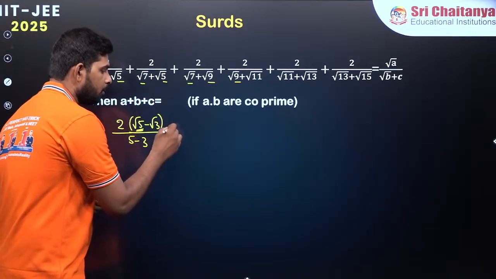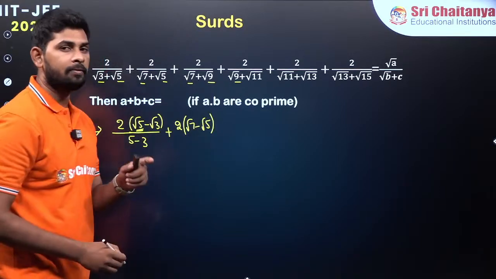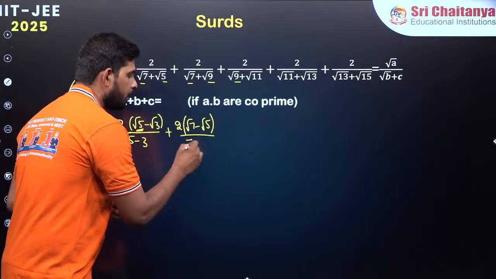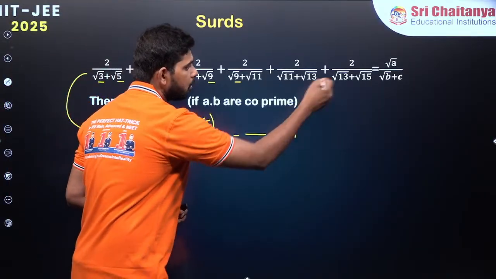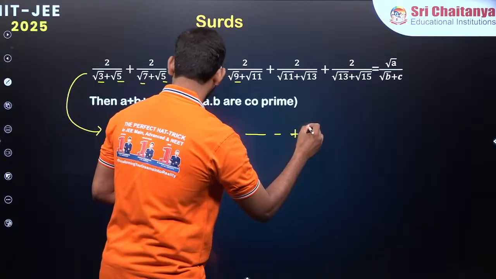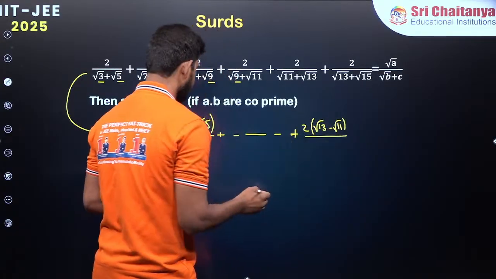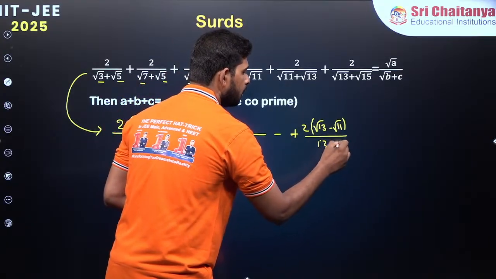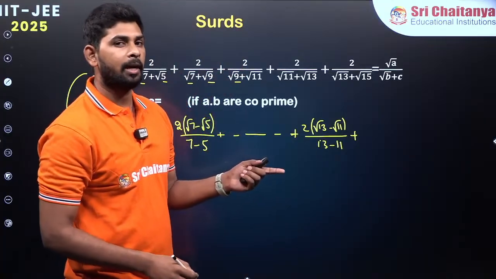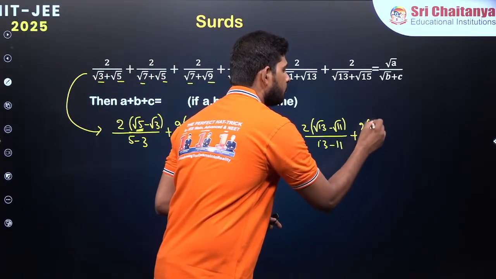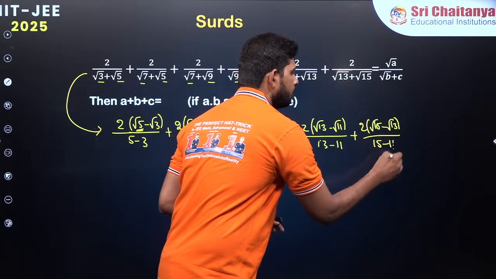The same way, the second term you can write as 2 into root 7 minus root 5, which is our rationalizing factor. In the denominator also you are going to get 7 minus 5, which is going to be 2. Now the same way you can write all these terms to the end: 2 into the rationalizing factor root 13 minus root 11, whole divided by 13 minus 11. And the last one I am going to write here, which is going to give a pattern. Let us see whether we get a pattern or not. So 2 times root 15 minus root 13 divided by 15 minus 13.